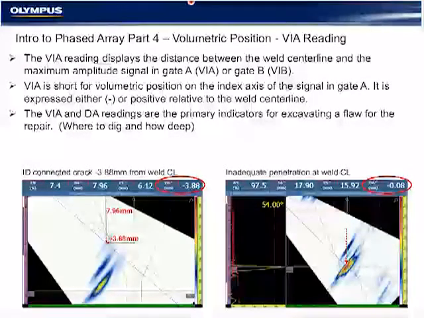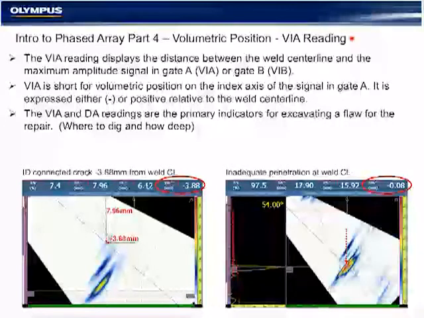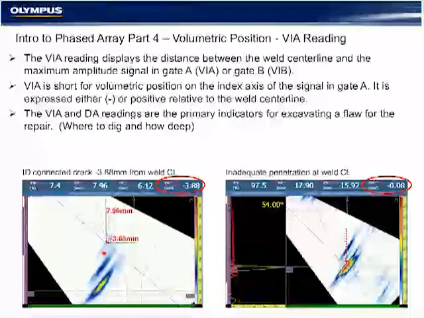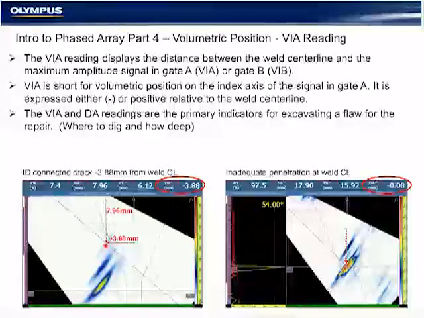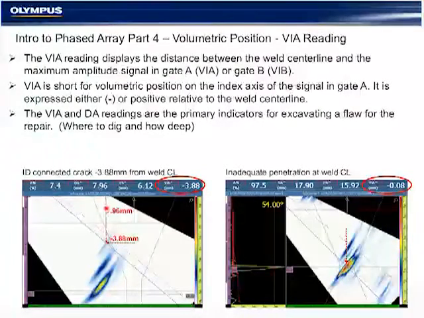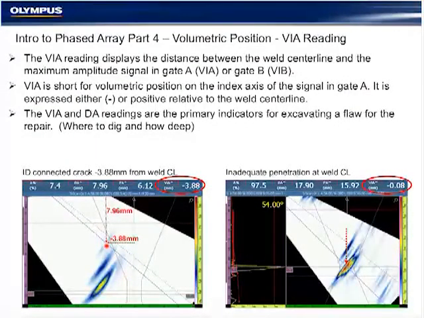And we also have a reading available called the VIA reading, for when the person goes out into the field to make a repair, they need to know where to dig or excavate. So in this example, the gate indication from the A-scan for this crack is -3/8 millimeters on the skew 90 side of the weld. If it were positive, it would be on this side of the weld. If it were negative, it would be on this side of the weld.